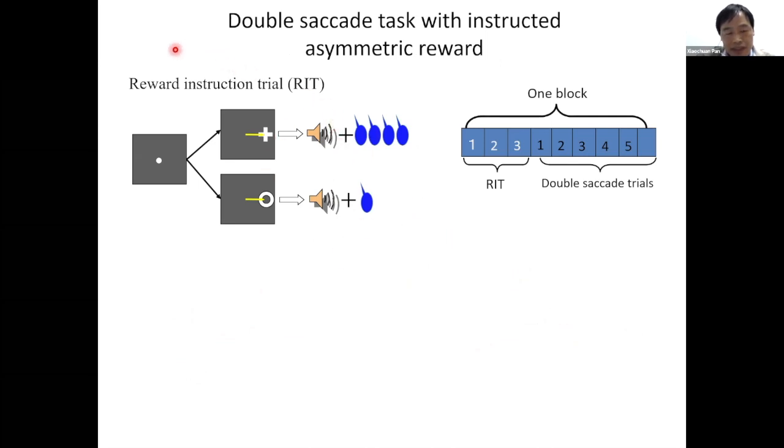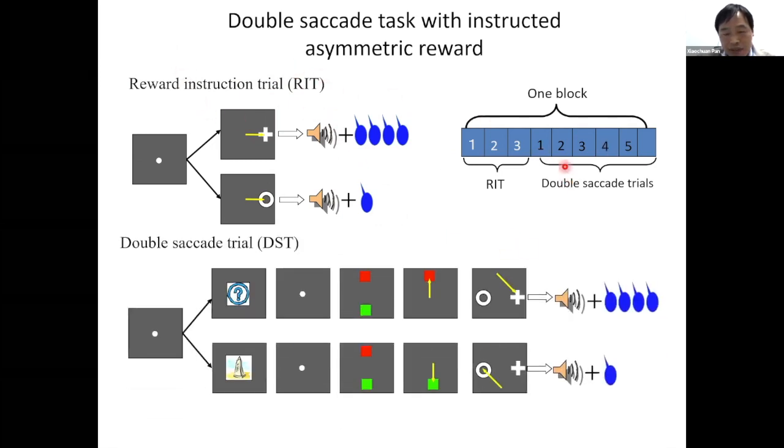So at the beginning, the monkey learned C1 is associated with a large reward, and C2 is associated with a smaller reward in the reward instruction trial. After the reward instruction trial, the double saccade trial follows. In the double saccade trial, a correct saccade to C1, at the end of this trial, we will get a large reward. So we will ask whether the monkey can predict the reward based on the A1 stimulus.